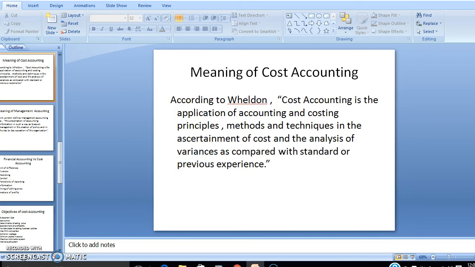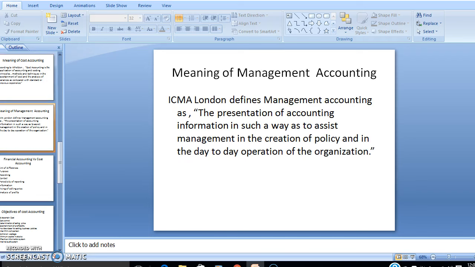Now, the meaning of cost accounting. Cost accounting explains the cost of production for a product or a service according to its components, per unit as well as total. Cost accounting is a specialized branch of accounting which involves classification, accumulation, analysis, assignment and control of cost.